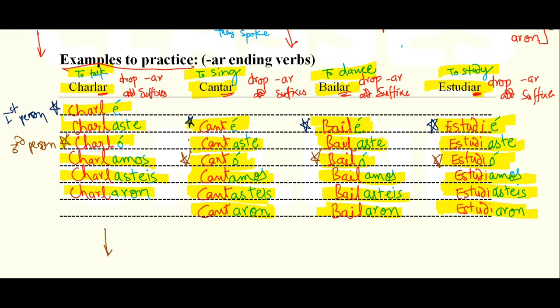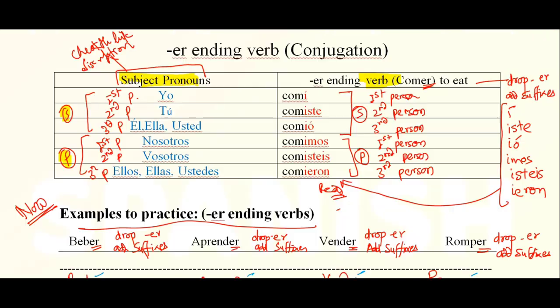Next, we follow the ER ending verbs in pretérito indefinido regular. ER ending verbs, and we'll see subject pronouns, or we can say subject verb agreement here. Yo comí means I ate. Tú comiste means you ate. Él, ella, usted comió means he, she, or you formal ate.